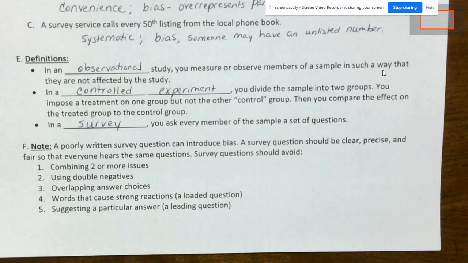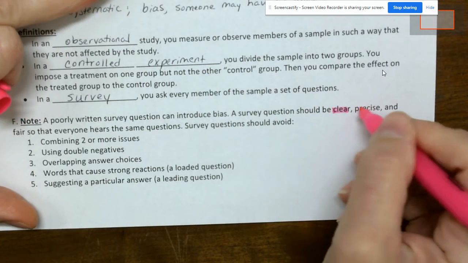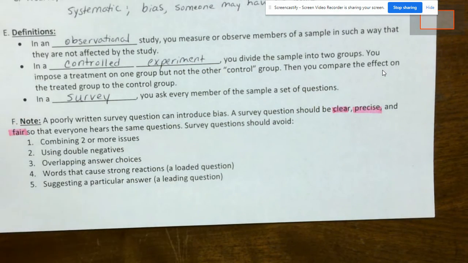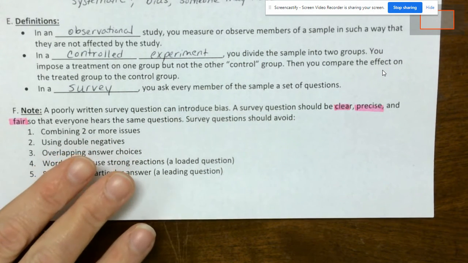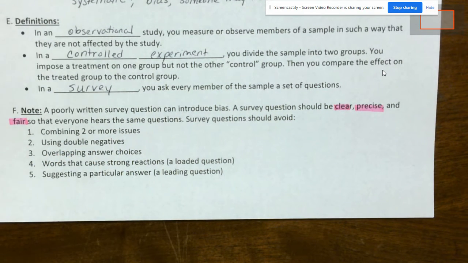Now, when you do a survey, I want to point out that sometimes you can have poorly written surveys. Your survey questions can introduce bias, and you want to be real careful about that. So you want your survey questions to be, and right here's your key, clear, precise, and fair, because you want everyone to hear the exact same questions.